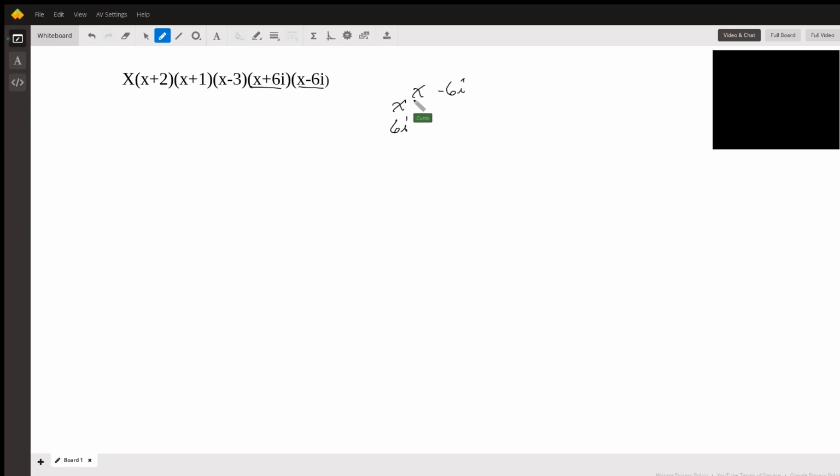And all you're doing is writing a row and a column with your two polynomials, and you're just going to multiply each term. All this is a shortcut for the distributive property, and you get the same result doing different methods. So x times x gives us x squared. X times negative 6i is negative 6ix. 6i times x is 6ix. And 6i times negative 6i, 6 times negative 6 is negative 36. And i times i is negative 1. And negative times negative gives us positive. So negative 36 times negative 1 made this positive 36.